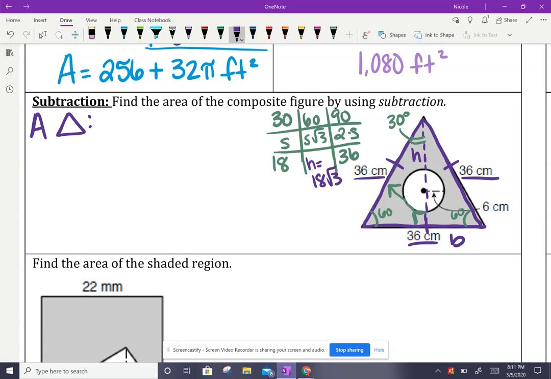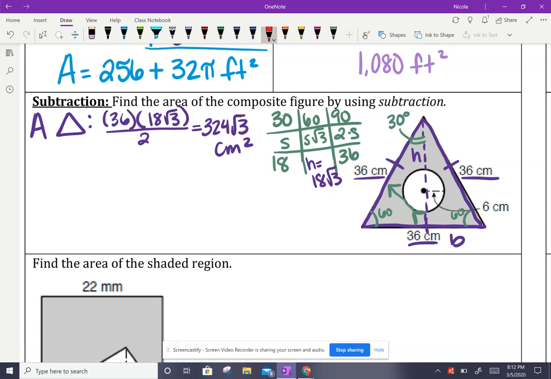So for my triangle, take the length of my base, which is 36, times my height, which is 18 root 3, and then I'm going to divide by 2. Now again, I am not going to multiply that root in until I need it for my final answer. So I'm just going to leave it next to everything. So I'm going to say 36 times 18 divided by 2 gives me 324 root 3, and we're dealing with centimeters squared.